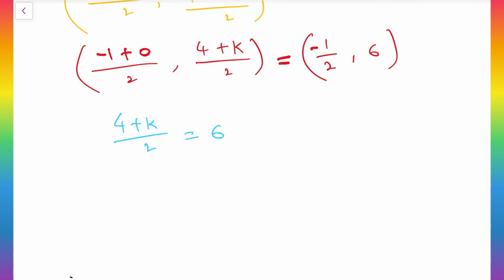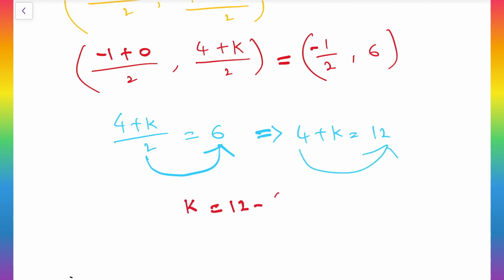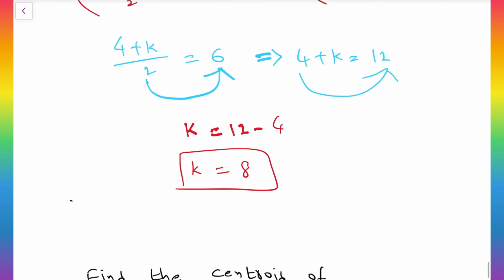Now we need to find out the k value, so further take 2 to the right side. So what will it become then? 4 plus k is equal to 6 2s are 12. Take 4 also to the right side. k is equal to 12 minus 4. Then k value will be equal to 8. So k value is 8.